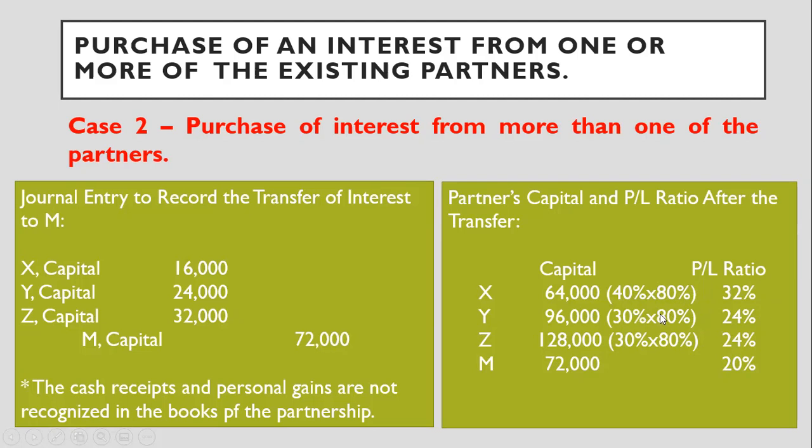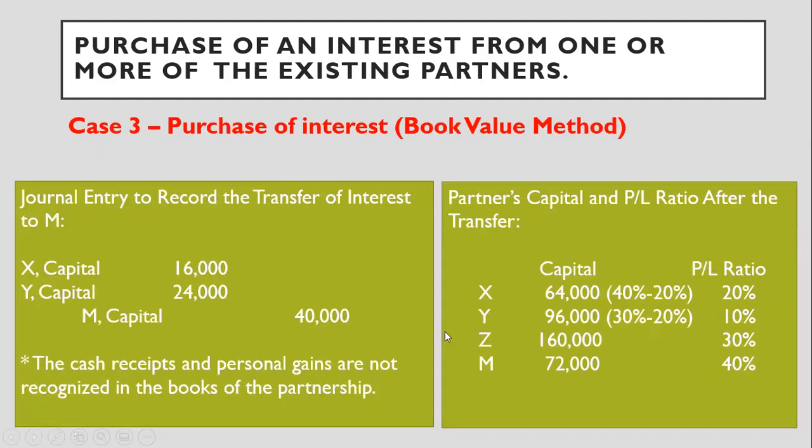For Y, it's 30% times 80% is 24%. And for Z, it's 30% times 80% is 24%. You have to make sure that the total of the P&L ratio is 100%. Okay, so that's case number 2. Then we'll now proceed to case number 3.